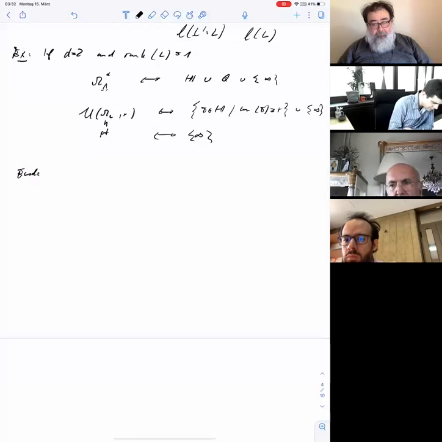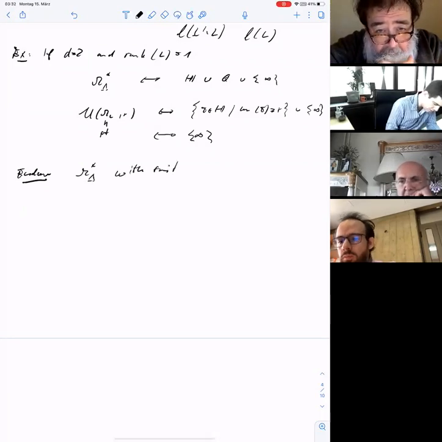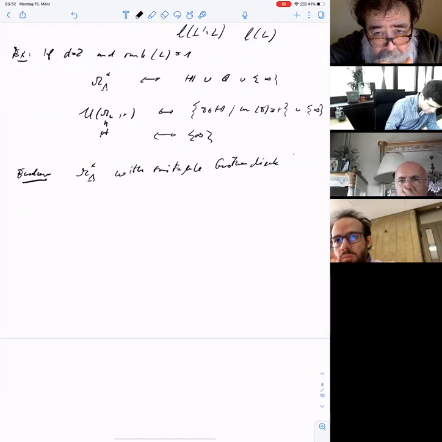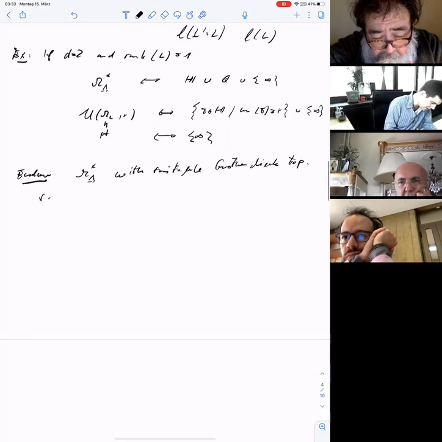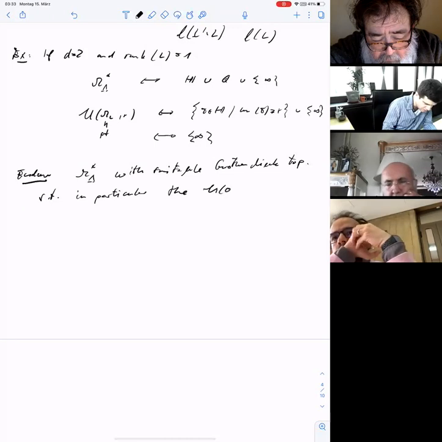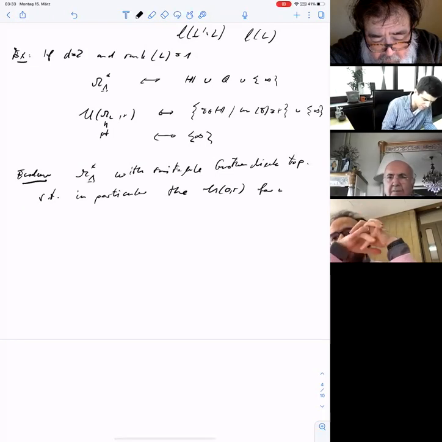Now, we have omega lambda star with a suitable Grothendieck topology. I'm not going to define this precisely, but just state two important properties that this Grothendieck topology satisfies, such that in particular the U(L, R), as we run over all L's and all R's, form a basis of the topology.